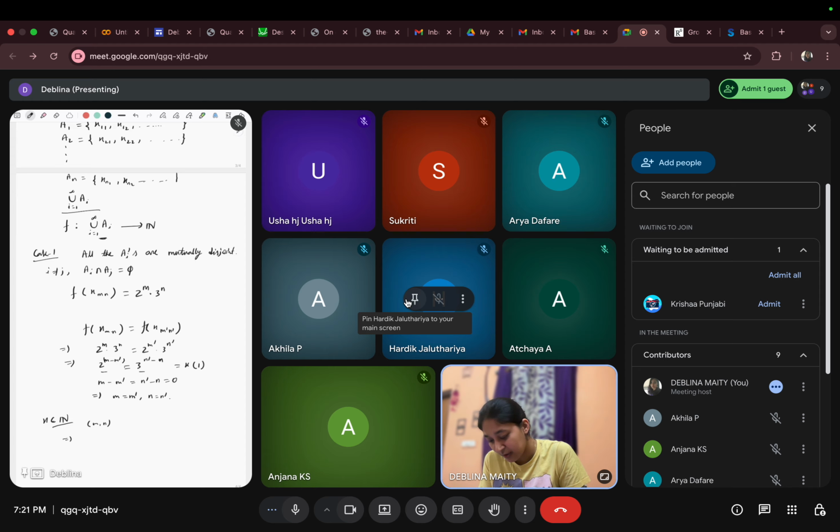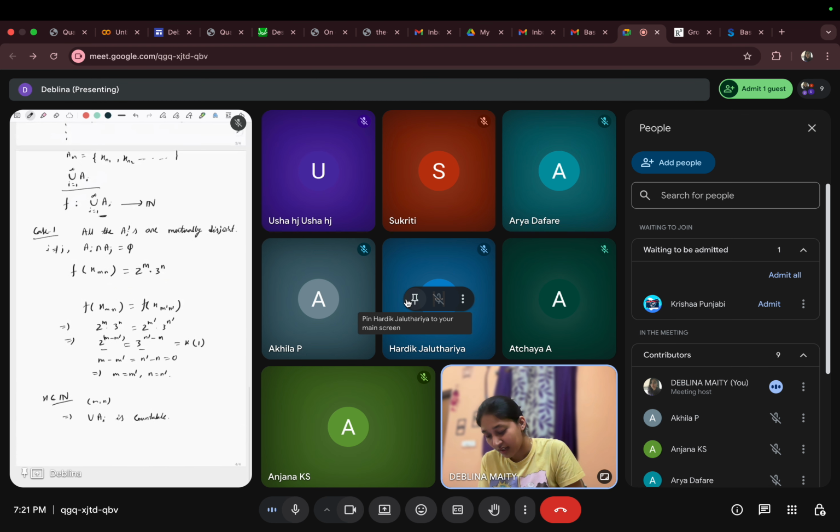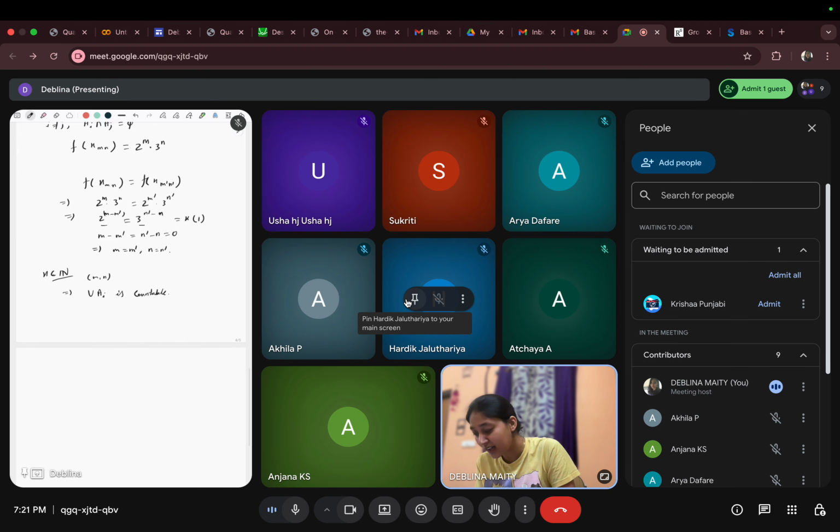This means union of AI is countable in this case, where these AIs are mutually disjoint. So case 2 will be what? Case 2 is when they are not mutually disjoint.